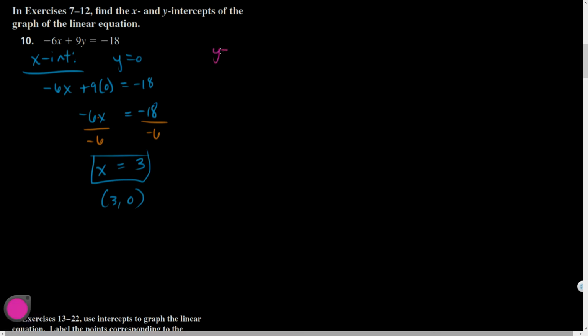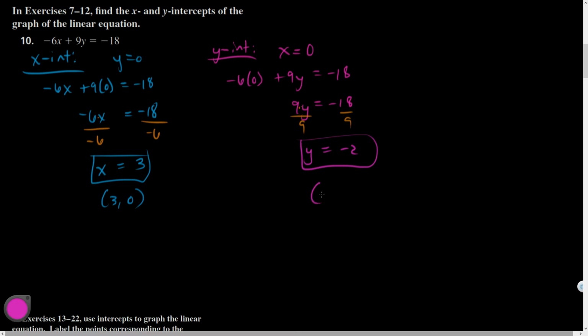To find the y-intercept, plug in 0 for x. So -6 times 0 plus 9y equals -18. Anything times 0 is 0. So that's just 9y equals -18. How do I get rid of that 9? Divide both sides by 9. So y equals -2. This corresponds to the point (0, -2). Notice that the 0 is in the x place here; over there, the 0 was in the y place. And so those are the x and y intercepts.